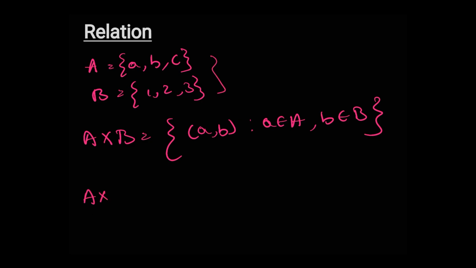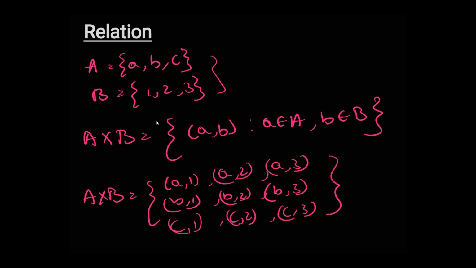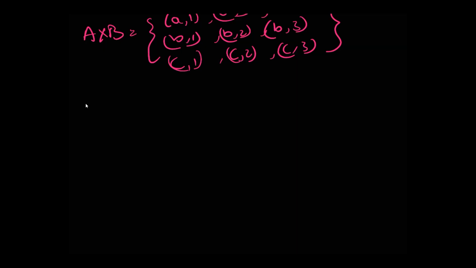We will get A cross B as (a, 1), (a, 2), (a, 3), (b, 1), (b, 2), (b, 3), (c, 1), (c, 2) and (c, 3). Therefore, the cardinality of A cross B will be the cardinality of A into the cardinality of B.